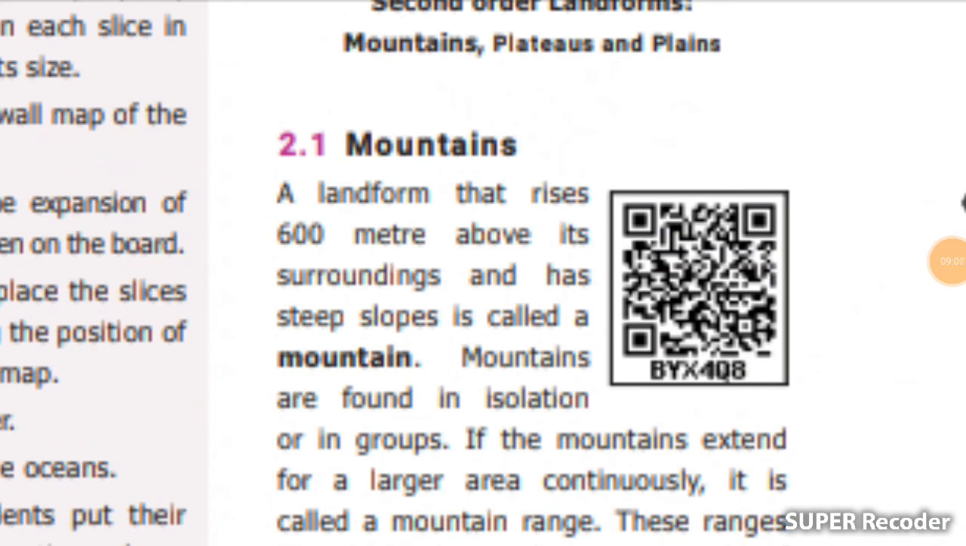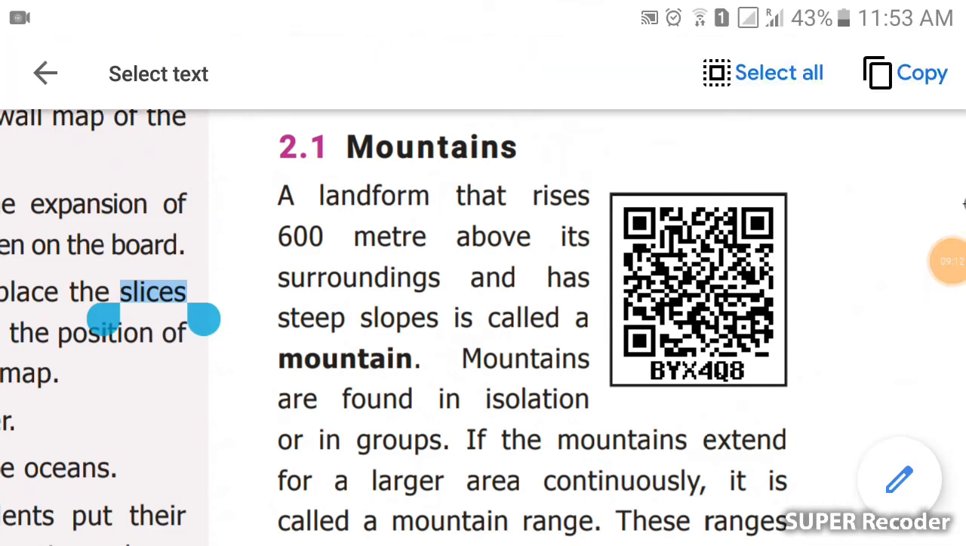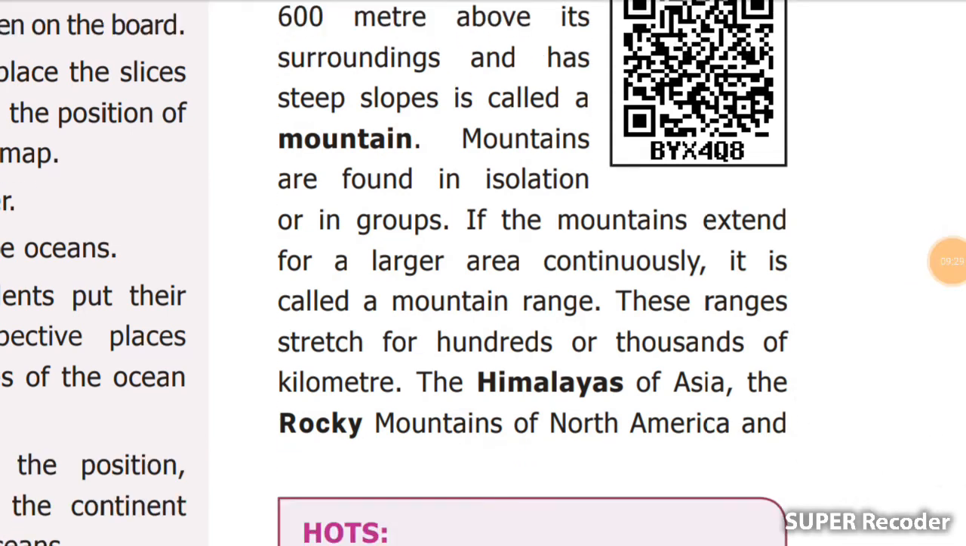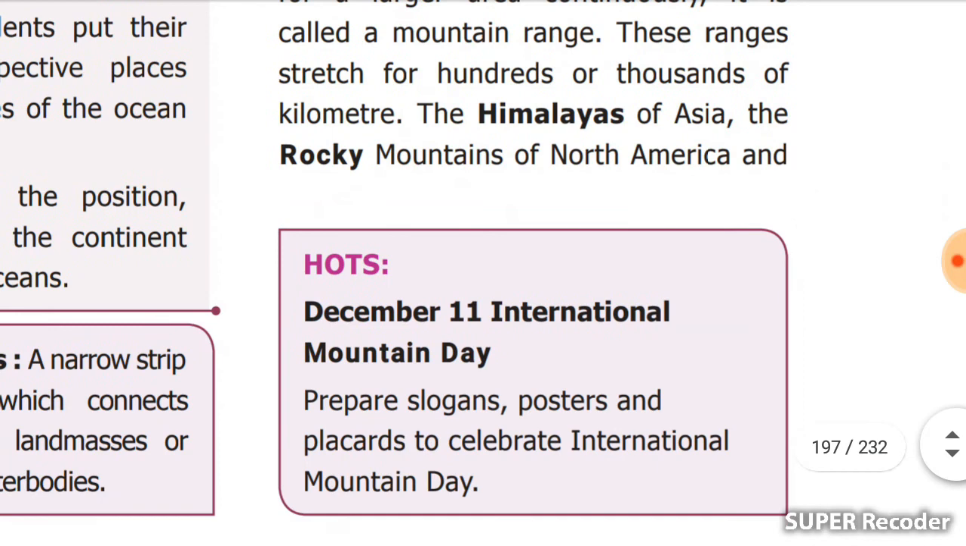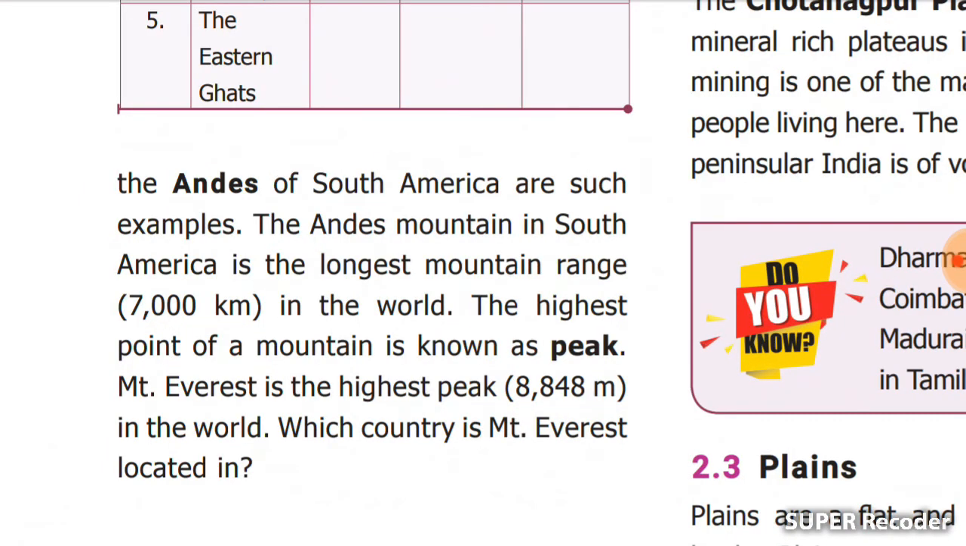The landform that rises 600 meters above its surrounding and has steep slopes is called a mountain. Have you all seen a mountain? Yes. Mountains are found in isolation or in groups. If the mountains extend continuously over a large area, it's called a mountain range. This range stretches for hundreds or thousands of kilometers. The Himalayas of Asia, the Rocky Mountains of North America, the Andes of South America are such examples.